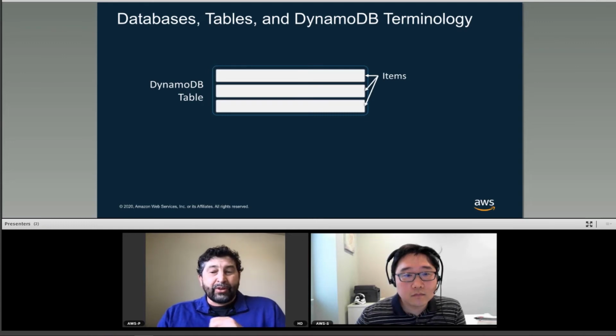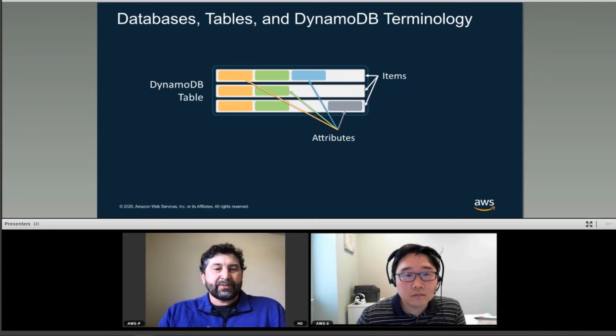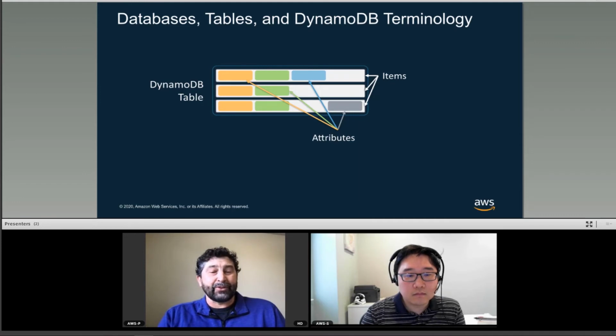In our table, we're going to have items. They're very similar to what you might have in many other databases called rows. And within those items, we're going to have sets of attributes, little pieces of data that you may be thinking of as columns. What's interesting is that you can see that across those items, we don't necessarily have the same set of attributes or columns in every one of them. Some of them will not have those attributes, others will have them.